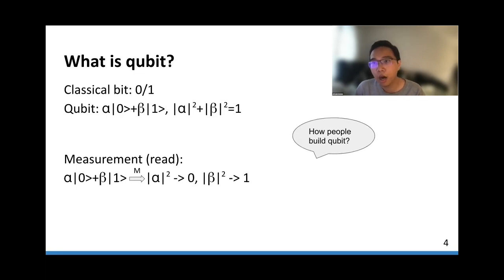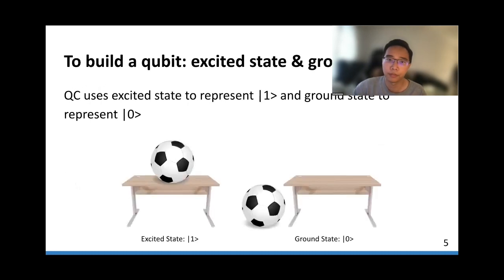The problem is how people build qubits on real quantum hardware. For a classical bit, we construct 0 and 1 by electric current. So what about a qubit? A qubit is usually a quantum system. It could be an ion trap or superconductors, but it's a quantum system with two states. A low energy state called the ground state represents 0, and a relatively high energy state called the excited state represents 1. So if we regard a qubit as a football, we can represent 0 if we put the football on the ground, and represent 1 if we put the football on the desk.